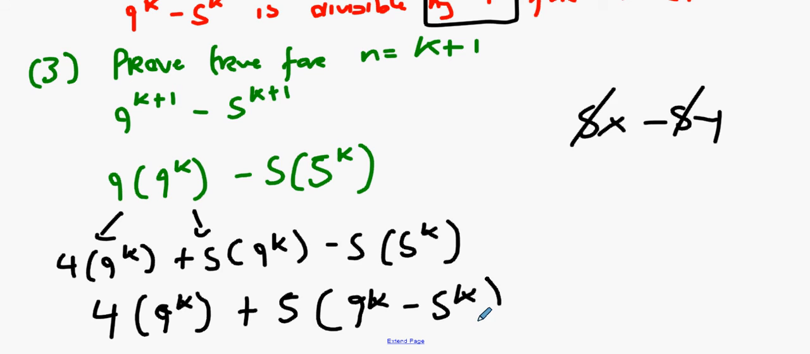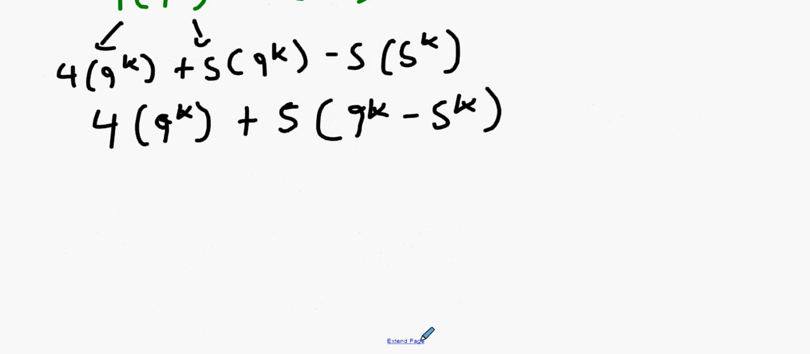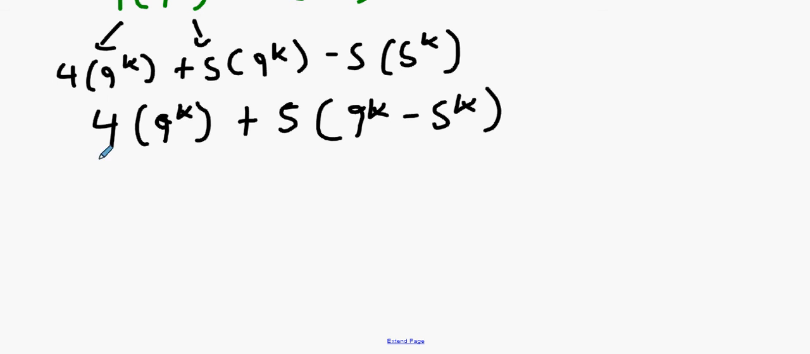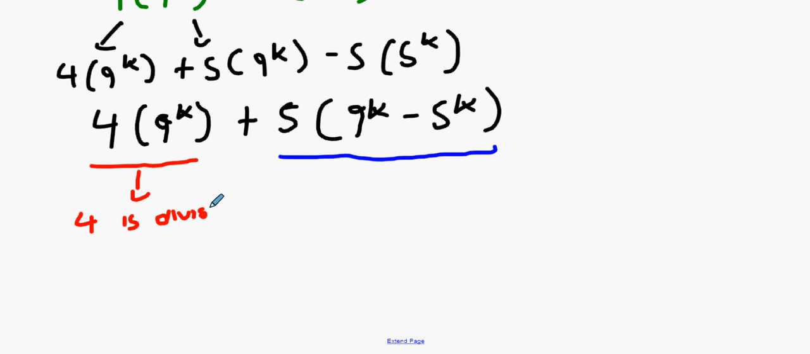Okay, so there we agree there's 2 parts to this, isn't there? And if you're in an exam you can't exactly use a highlighter too well, so I'll say red part and blue part. You happy with that? Why is the red part divisible by 4? 4 is divisible by 4. And what about this part here? 9 to the power k minus 5 to the power k. What did we say earlier?